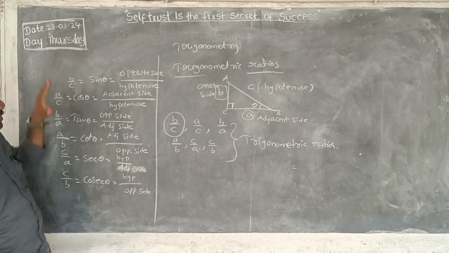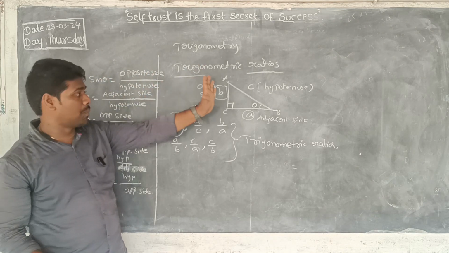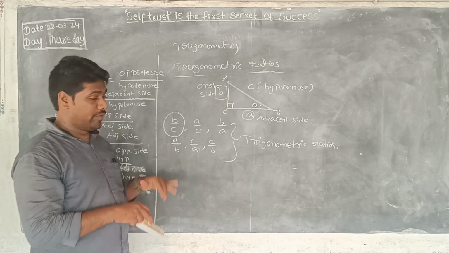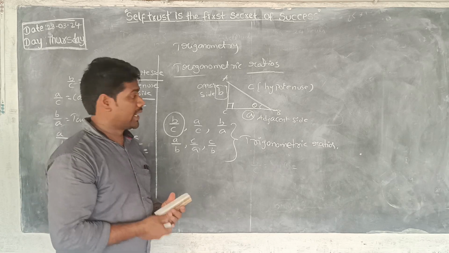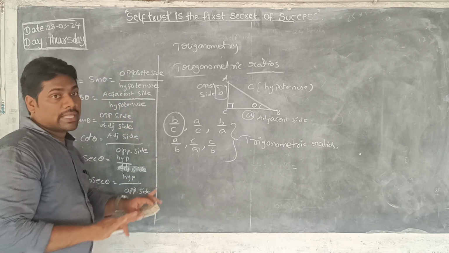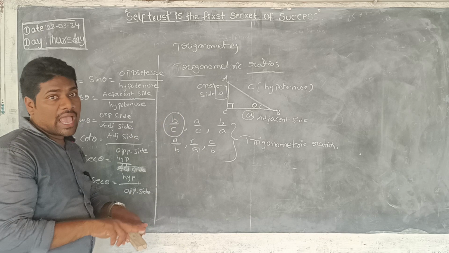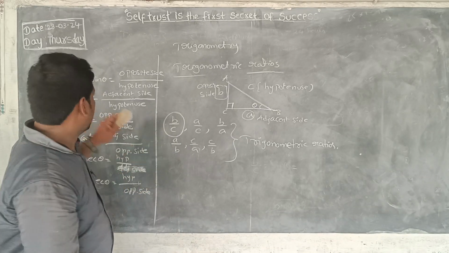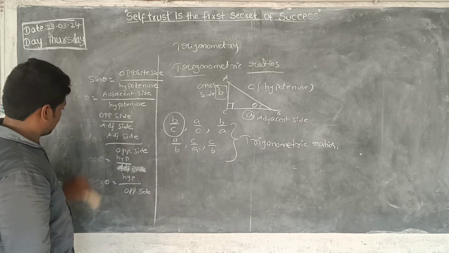In these 6 ratios, we converted these into the sides, opposite side, adjacent side, and hypotenuse. By using these 6 ratios, we can do the problems in trigonometry. Okay, now these 6 ratios evaluation in the rectangular coordinate axis we will see in the next topic.